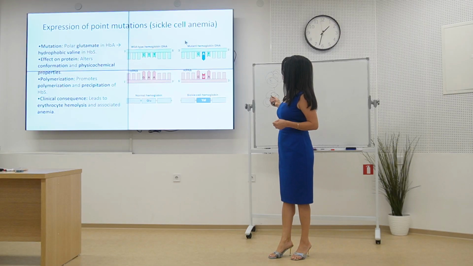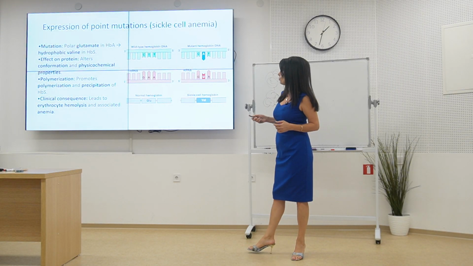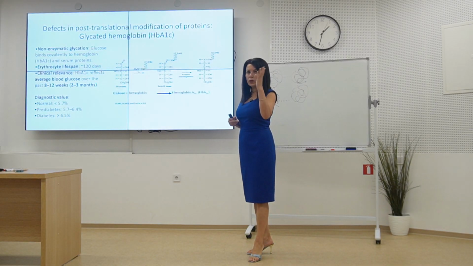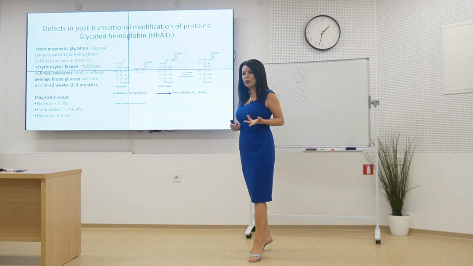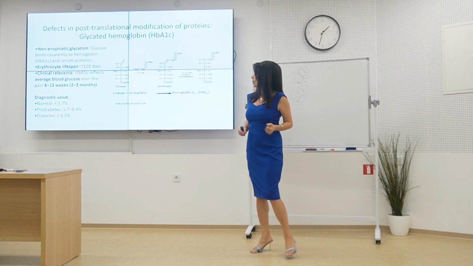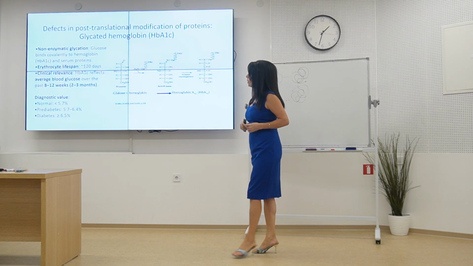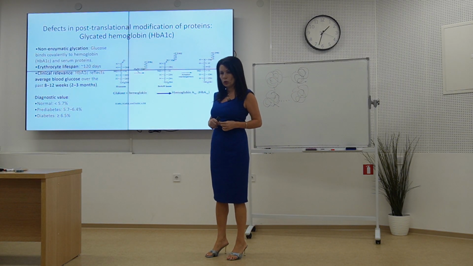And this mutant hemoglobin is called hemoglobin S, which leads to hemolysis of erythrocytes. Hemolysis means that the erythrocytes are broken down. The next example is a defect in post-translational modification of proteins.